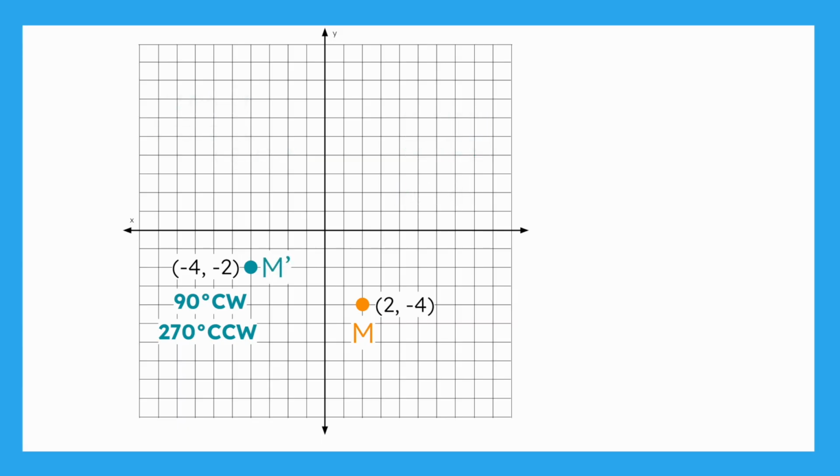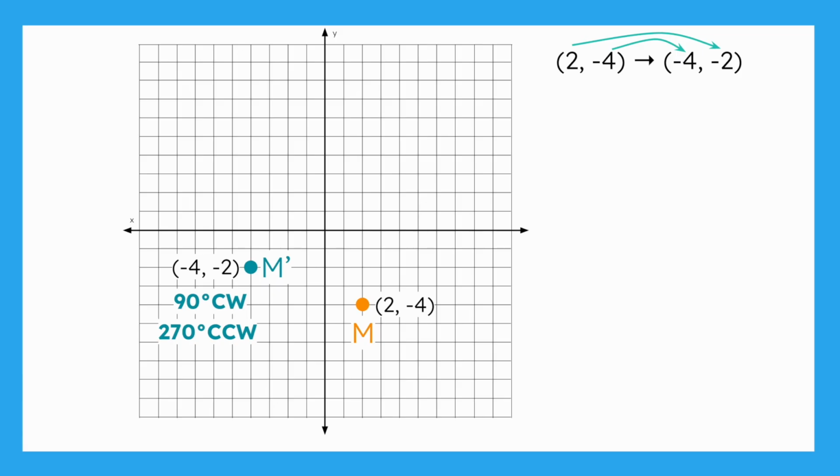When pre-image M rotates 90 degrees clockwise or 270 degrees counterclockwise to create image M prime, we can represent the transformation from the pre-image to the image like so. How do the x and y coordinates change? Are the x and y coordinates in the same place? The x and y coordinates actually switch places. The original x-coordinate 2 is now the new y-coordinate, and the original y-coordinate -4 is now the new x-coordinate.